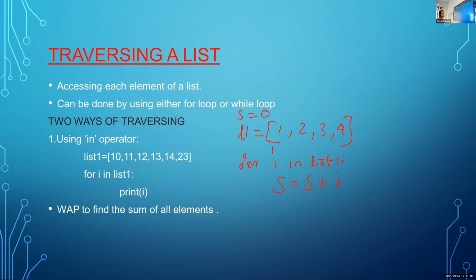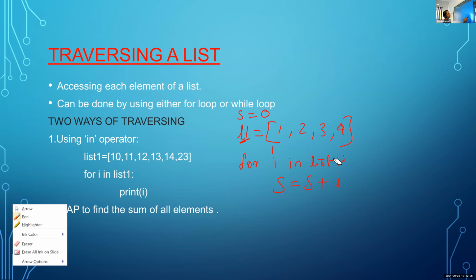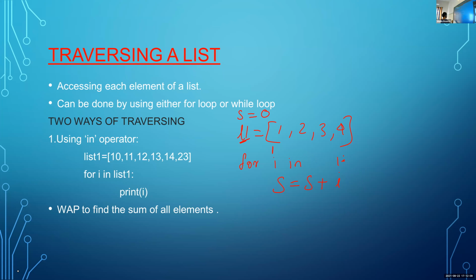Here what is the result? This is not list 1, it is L1. Here I am using L1, so here it is L1. Okay. Here the list name is L1. So the for loop is for I in L1 colon, because for loop we are ending with colon. So for I in L1 colon, S is equal to S plus I. What is the meaning of this statement? Anyone?